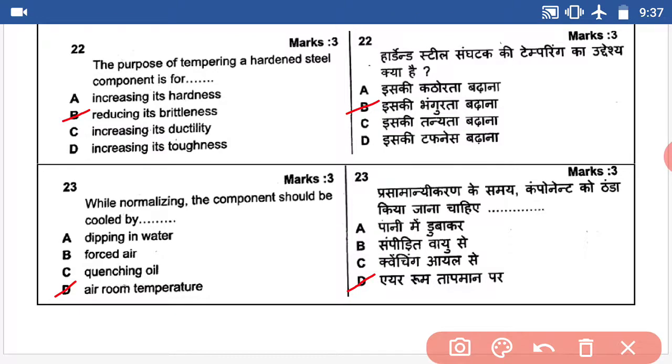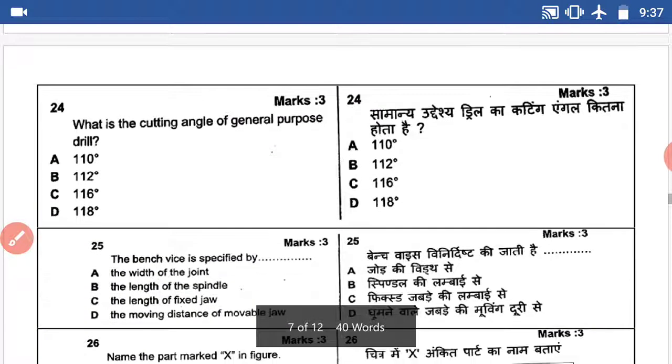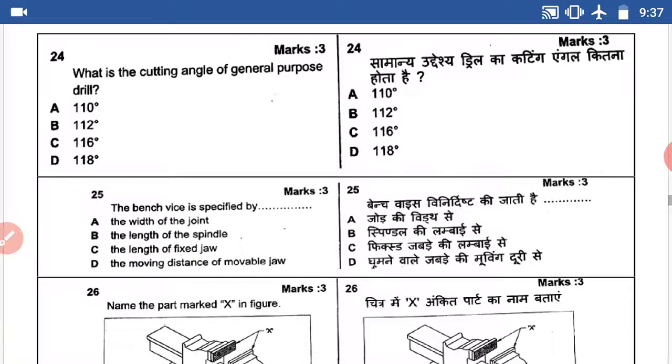Question number 24. What is the cutting angle of general purpose drill? This question answer 118 degree. So this question answer D.